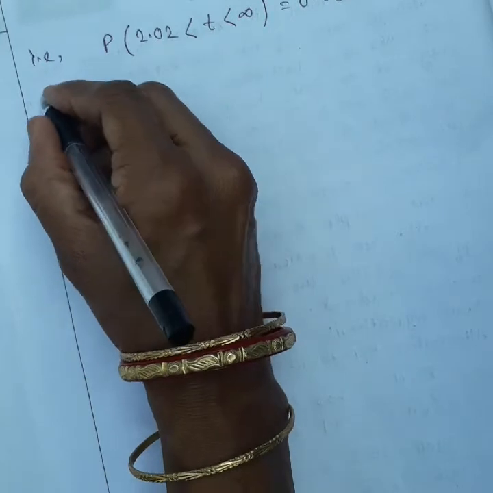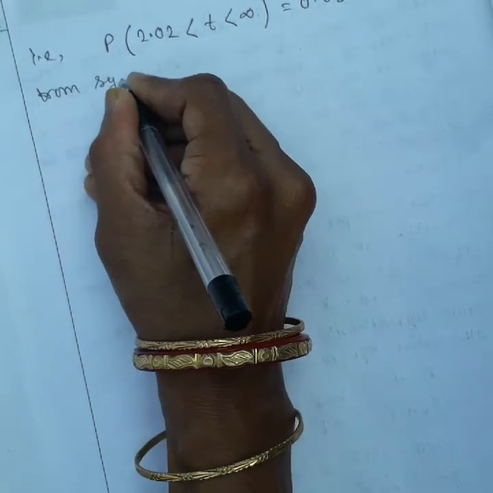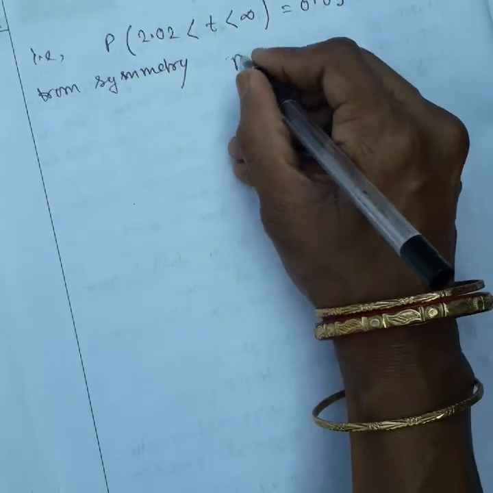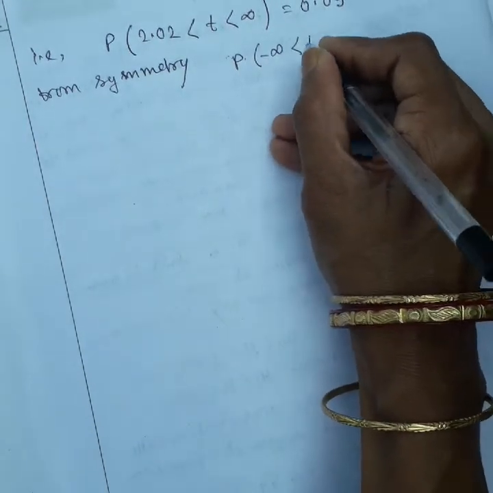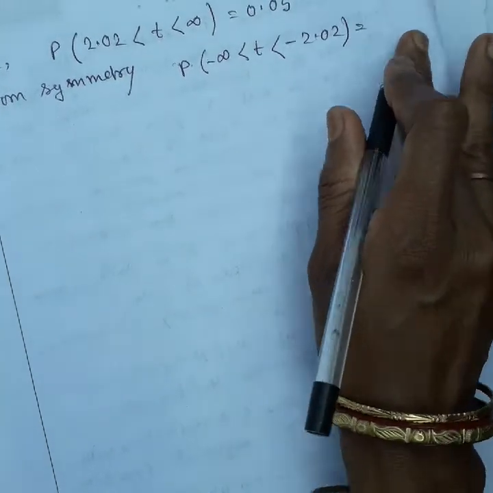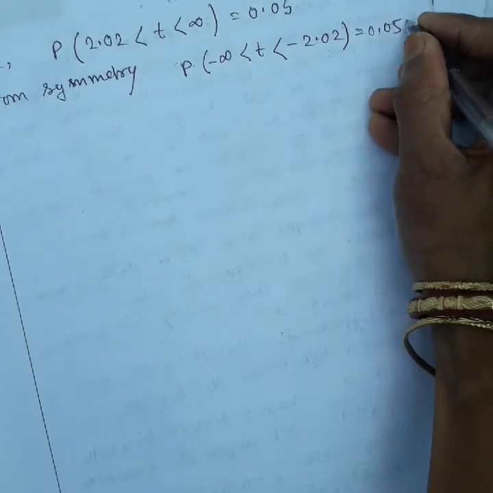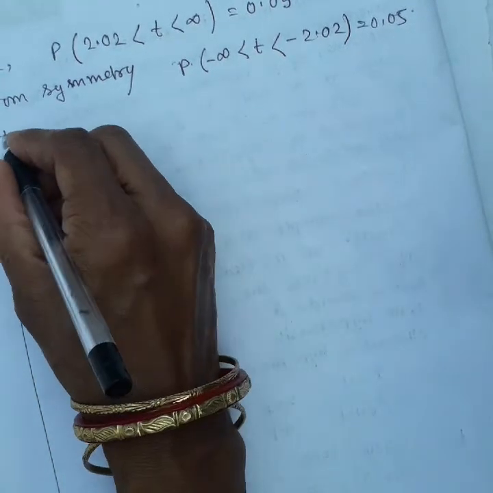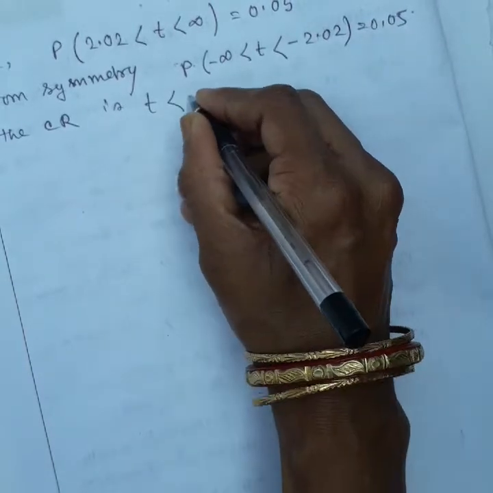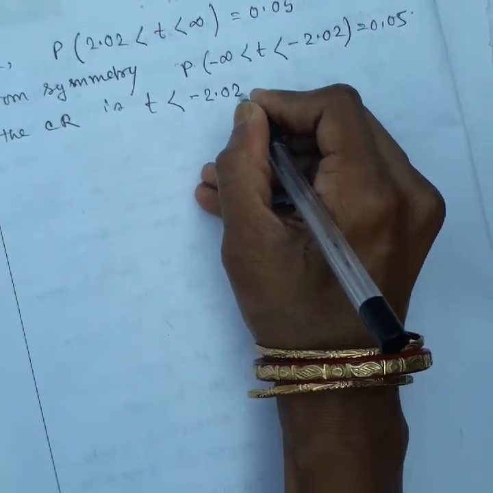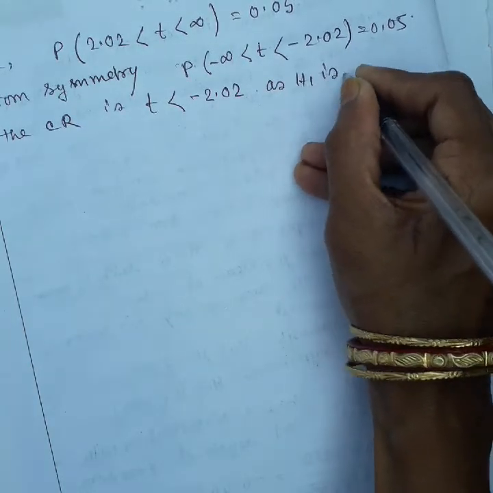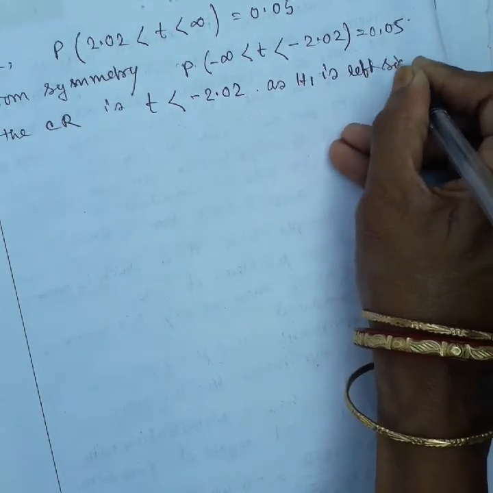Okay, and from symmetry, the probability of minus infinity less than t less than minus 2.02 is also equal to 0.05. So the critical region is t less than minus 2.02, as H1 is left sided.